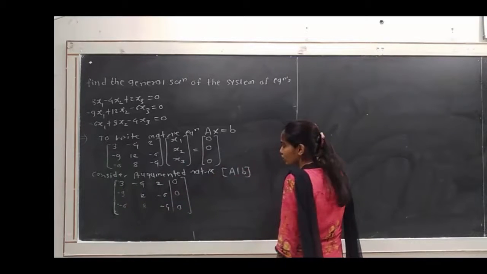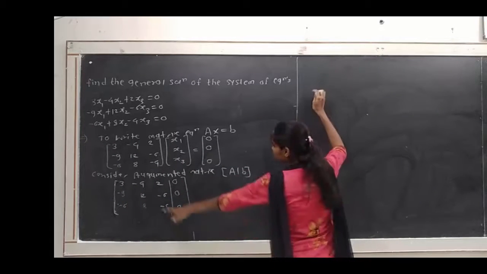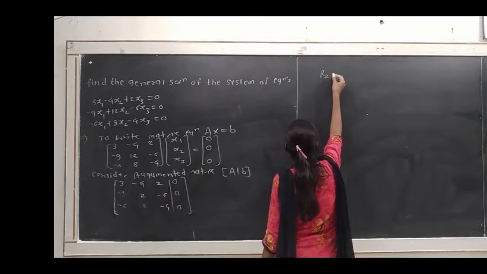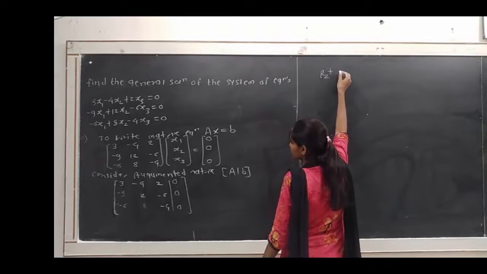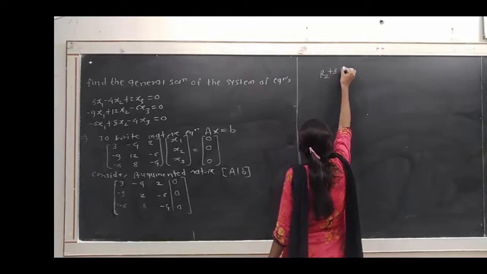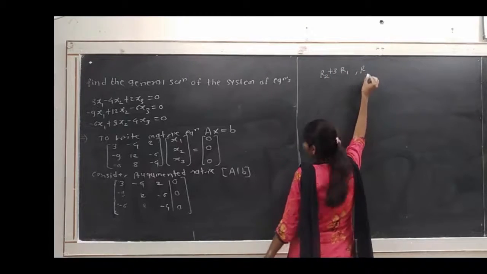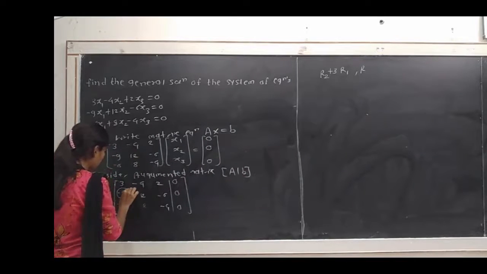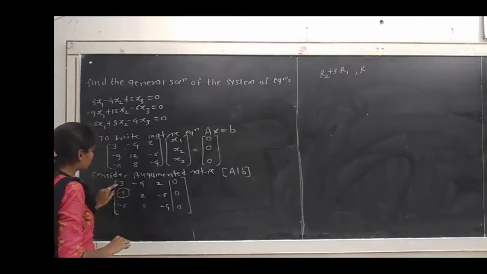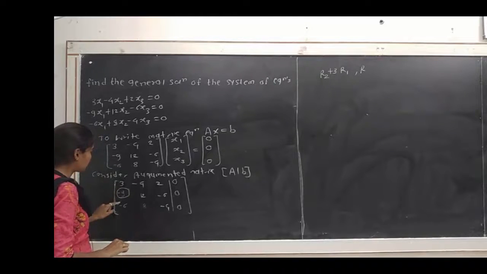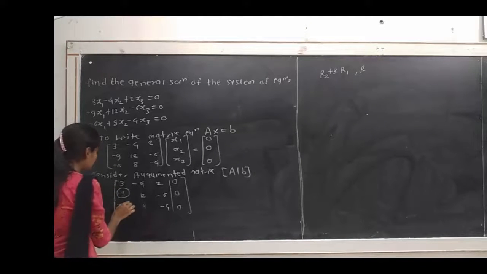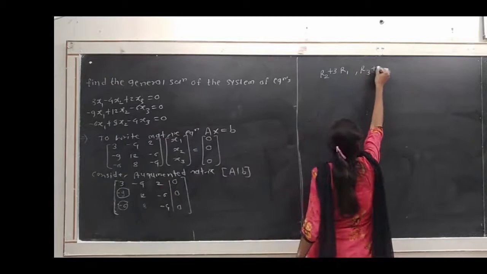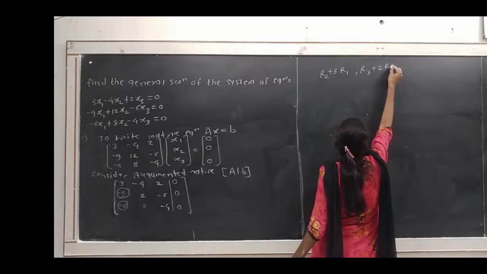For that we use row operations. For making minus 9 a 0, we use the row operation R2 plus 3 R1, since 3 into 3 gives 9, and minus 9 plus 9 is 0. And for this minus 6 we use the row operation R3 plus 2 into R1.